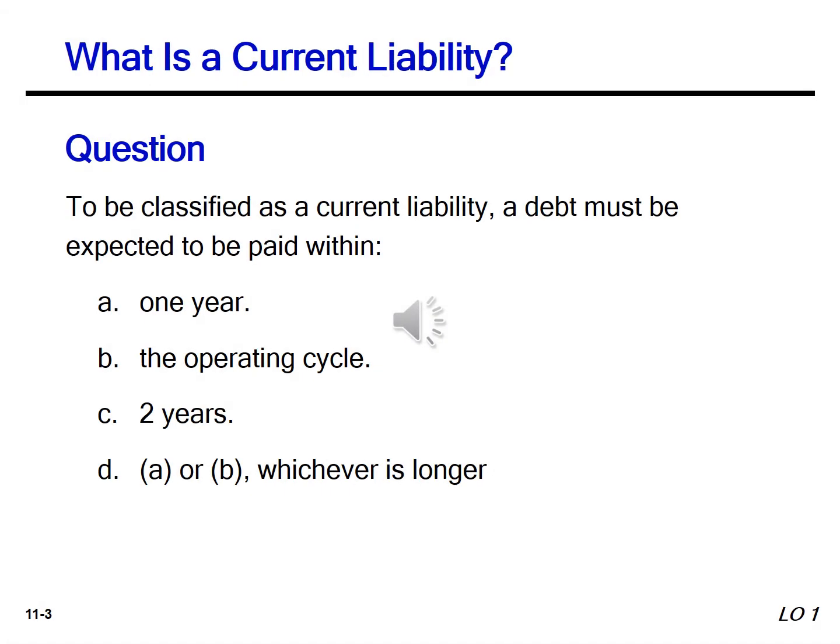Quick question. To be classified as a current liability, a debt must be expected to be paid within A, 1 year, or B, the operating cycle, C, 2 years, or D, A or B, whichever is longer. So basically, just like what we mentioned in the previous slide, 1 year or the operating cycle, whichever is longer.